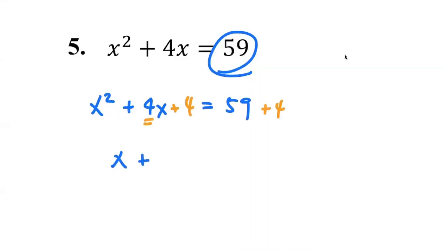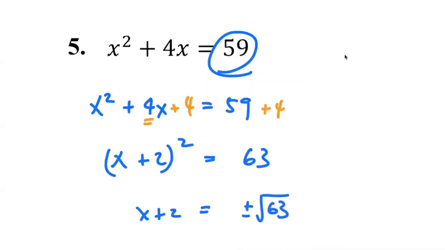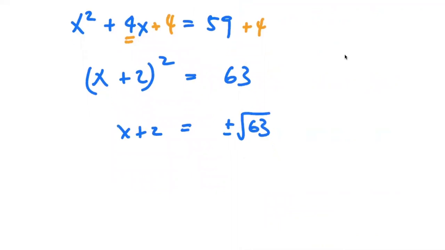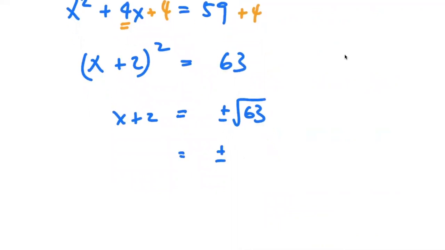And then you have x plus 2 perfect square, right? And then you have 63 on the right. So take the square root on both sides. So you have plus or minus square root of 63. And, ooh, what's 63? 9 times 7. Hey, you can simplify this because there's a 9 in it. So square root of 63 becomes plus or minus 3 root 7. Square root of 9 is 3, so the 3 comes out right here.